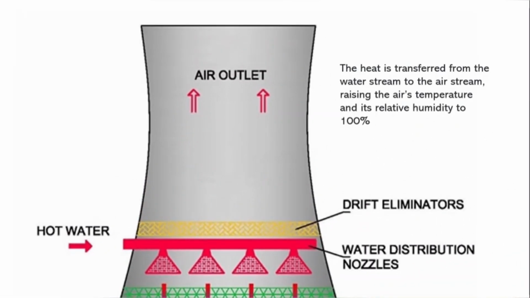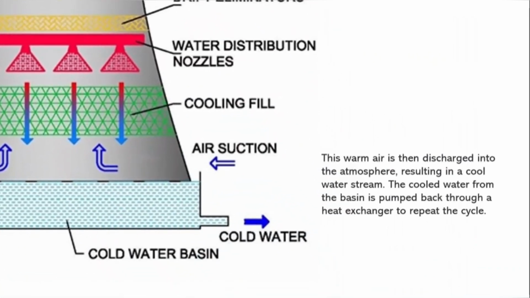The heat is transferred from the water stream to the air stream, raising the air's temperature and its relative humidity to 100%. This warm air is then discharged into the atmosphere, resulting in a cool water stream. The cool water from the basin is pumped back through a heat exchanger to repeat the cycle.